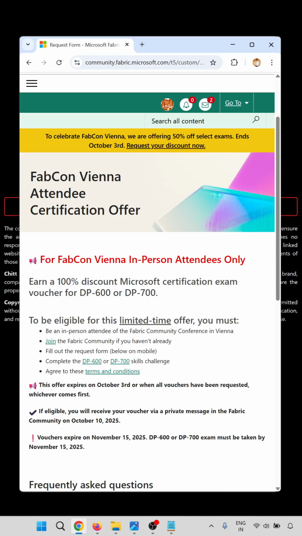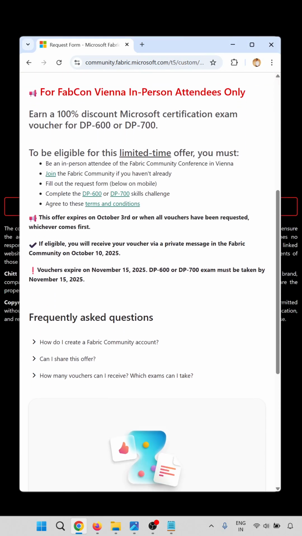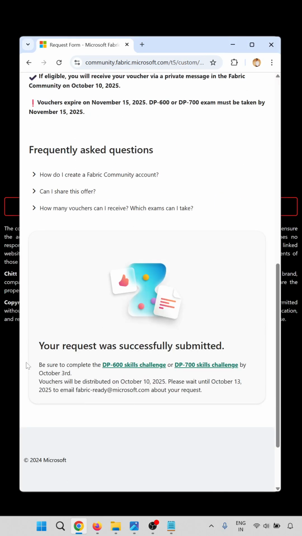So this is for the attendee certification only. It is for FabCon Vienna in-person attendees only. If you attend, then you will get this offer. For the submission, there is one form, and you have to submit this form.